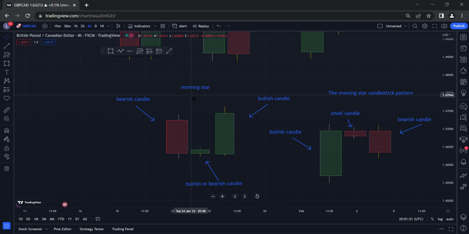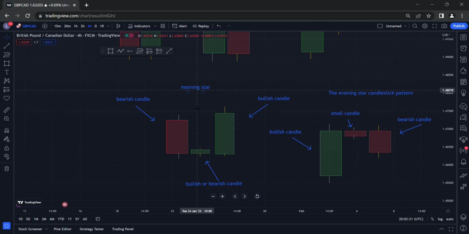This is the morning star: a bearish candlestick, then a small candle, then a bullish candlestick. So how does the morning star help us? It works mostly, the morning star and then the evening star, on the swing highs and the swing lows of the chart. I'm going to show you that.